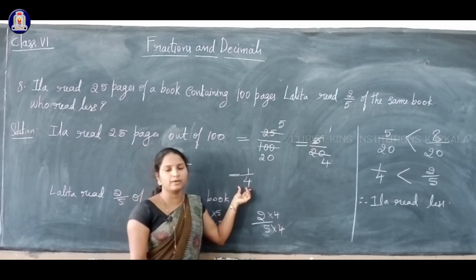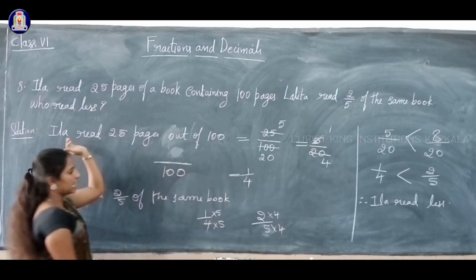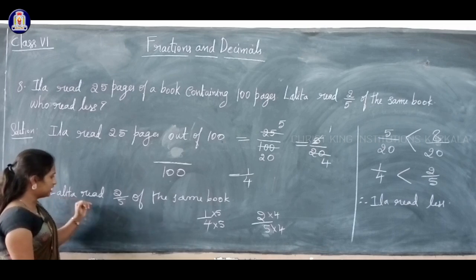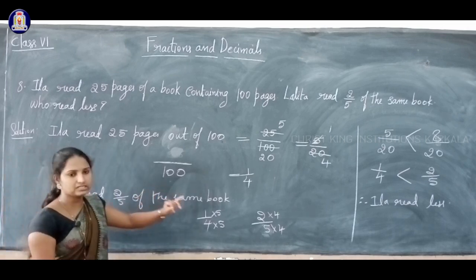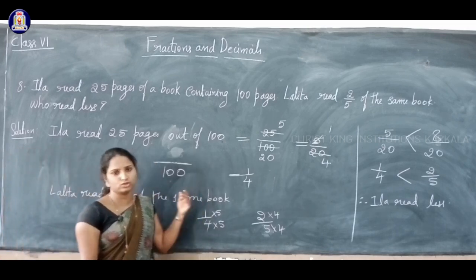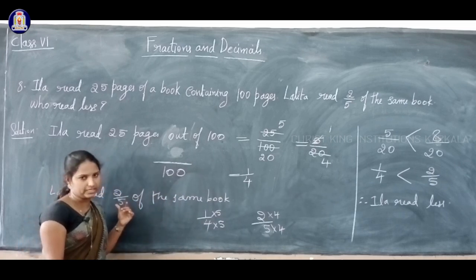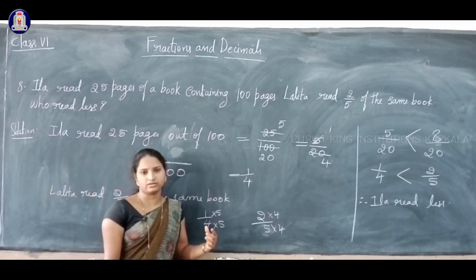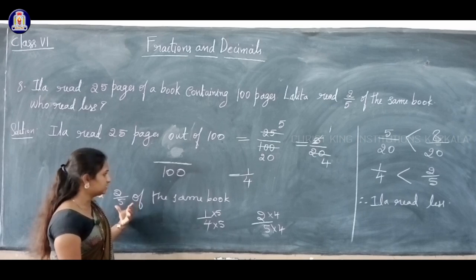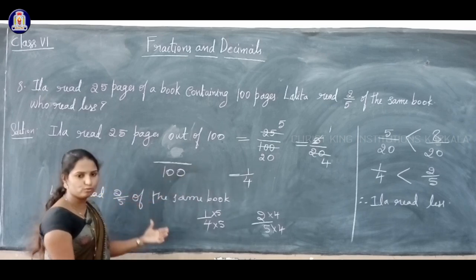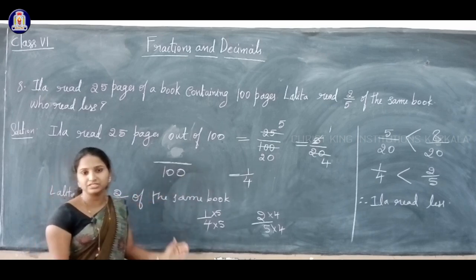So 1 by 4 part of the book is read by Ayla, and similarly Lalita read 2 by 5 of the same book. So this is already given in the question as fraction 2 by 5. So next you can compare. Lalita and Ayla, they read 1 by 4 and 2 by 5. Which is lesser and which is greater?